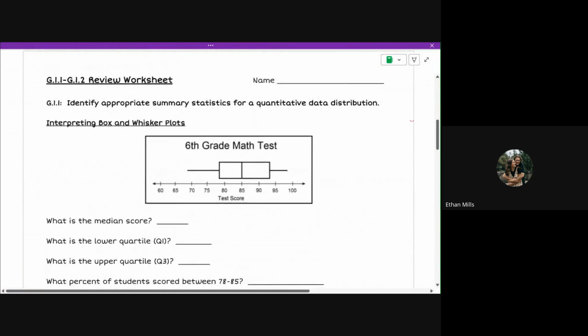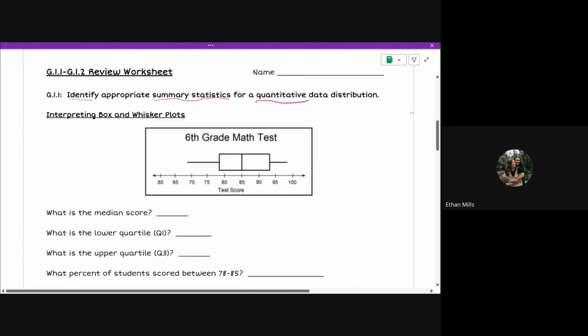Now, section 1 says up here, to identify appropriate summary statistics for a quantitative data distribution. Remember, that word quantitative means numbers, so any data set that is able to be measured by a number. Summary statistics are things like the mean, the median, the mode, the range, the lower quartile, the upper quartile, the maximum and the minimum. Keep that in mind when we're working through these, okay?